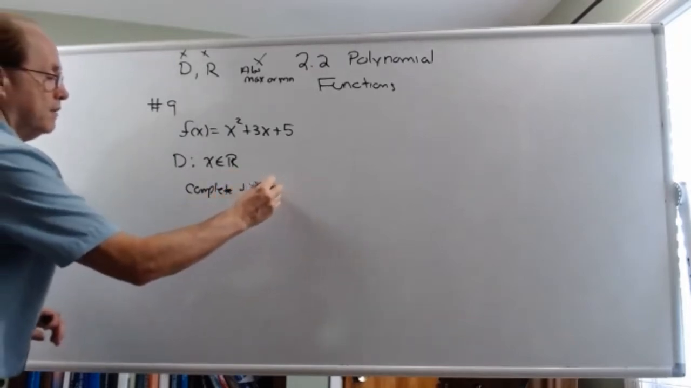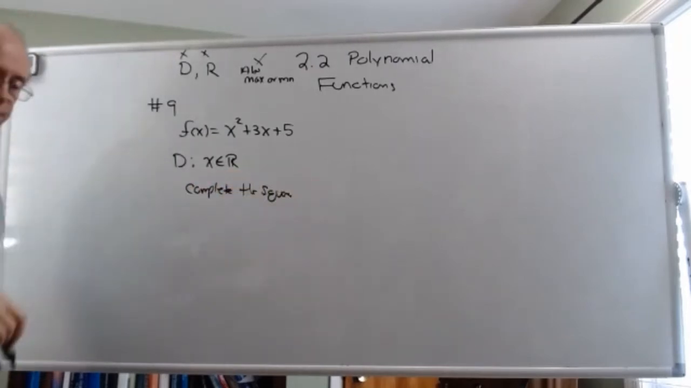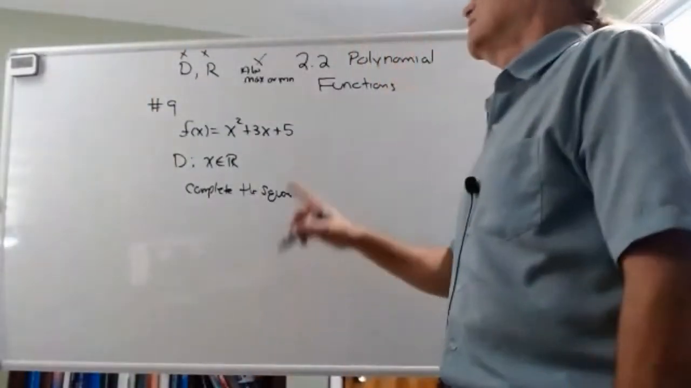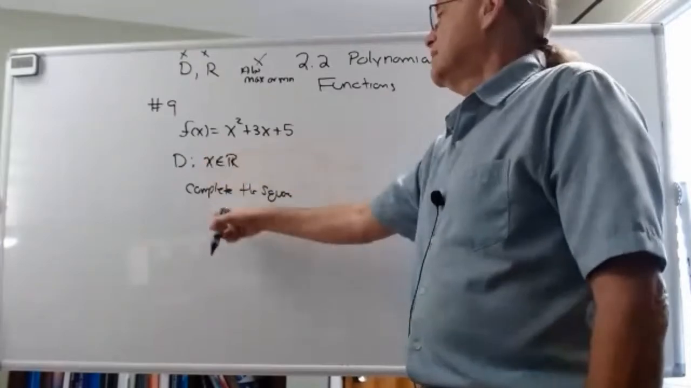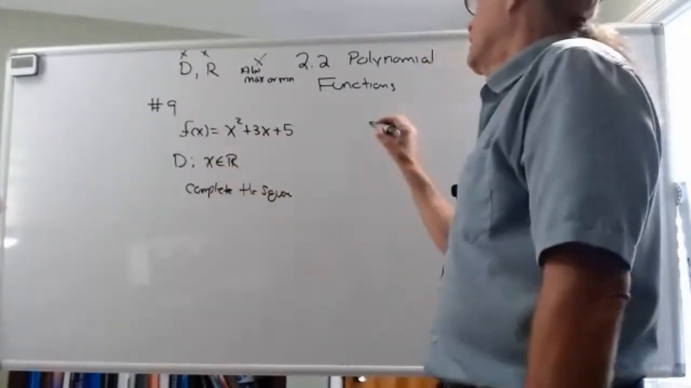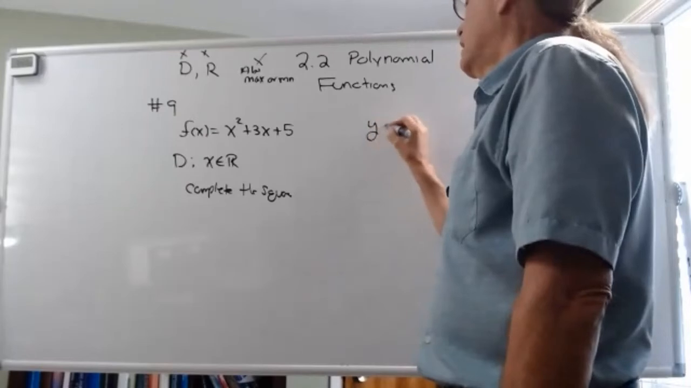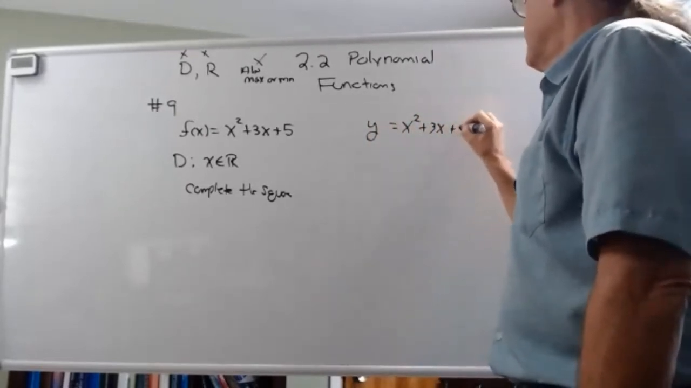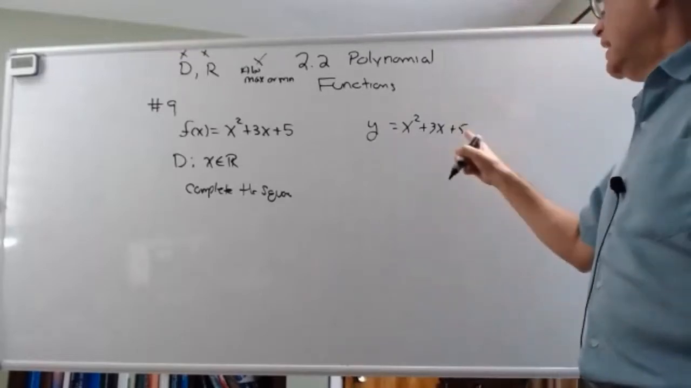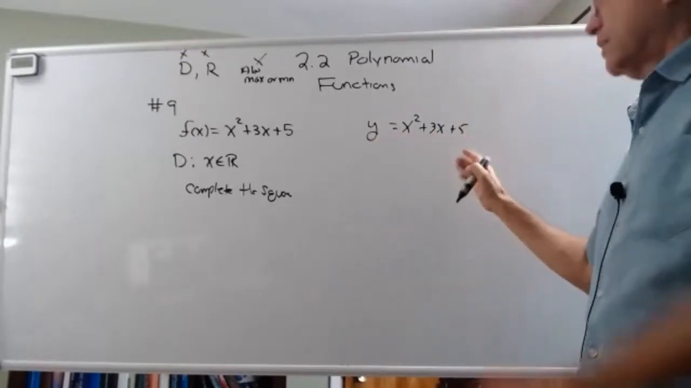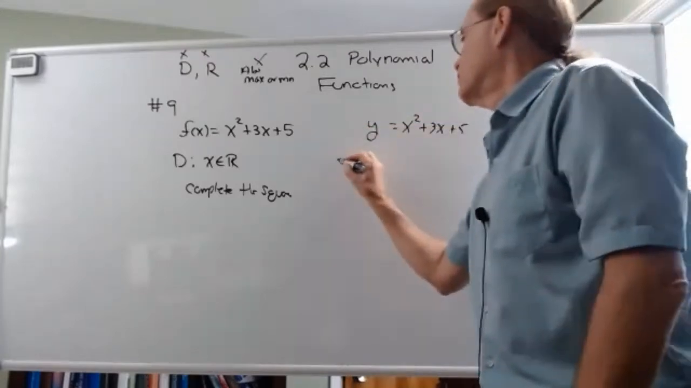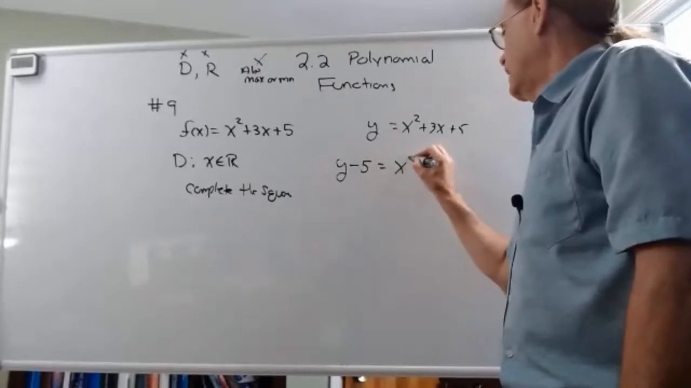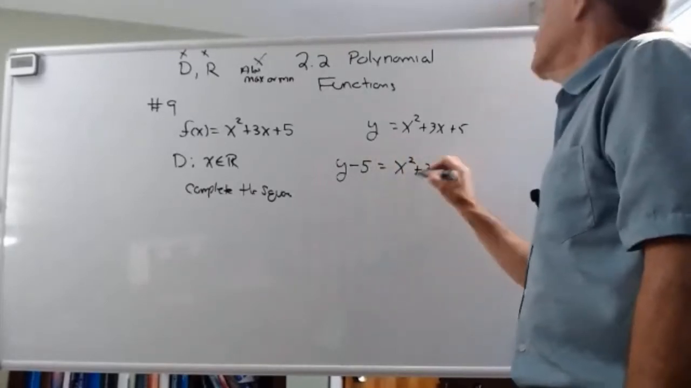As I said at the end of chapter 1, we will be doing that often, so hopefully you get good at this. The easiest way to deal with that is to replace the f with the y. So I start with y is equal to x squared plus 3x plus 5. First step, I'm going to subtract 5 from both sides. I move the 5 over. So I end up with y minus 5 is equal to x squared plus 3x.